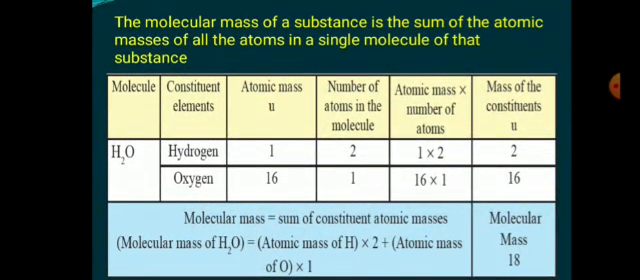Molecular mass is equal to sum of constituent atomic masses. So add these atomic masses. 2 plus 16 is equal to 18. So molecular mass of water is 18 Dalton. Molecular mass can be written in grams. It can be expressed in both the units, Dalton as well as grams.